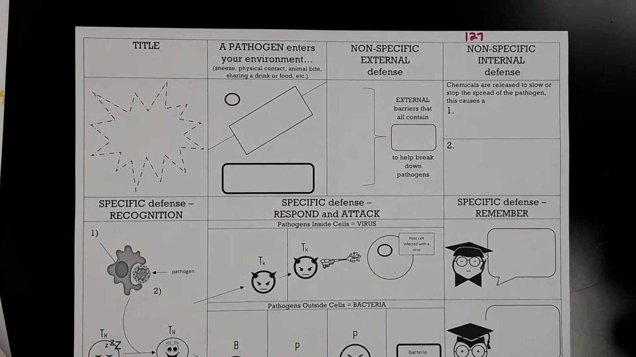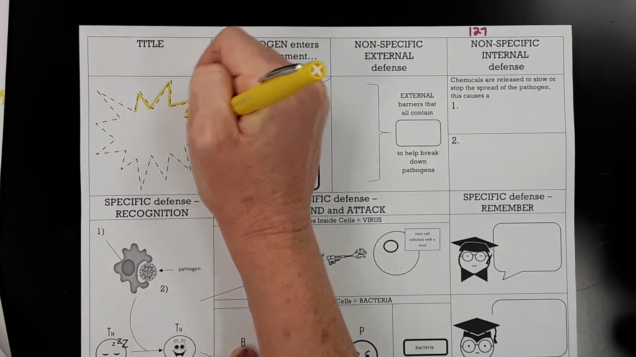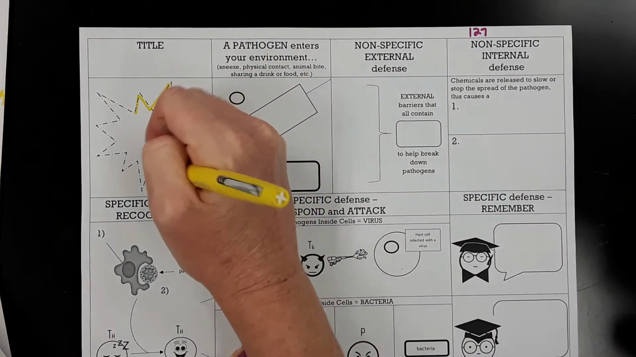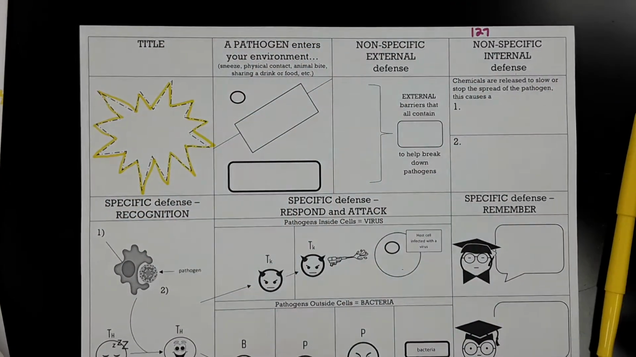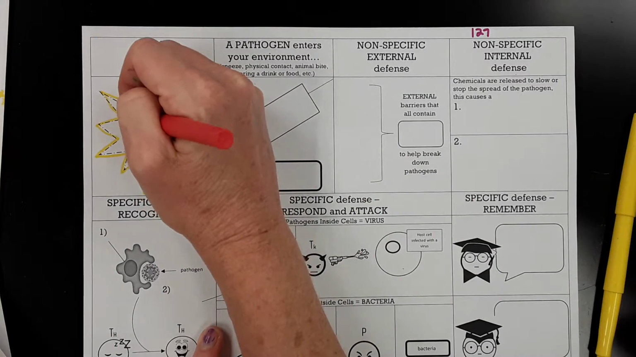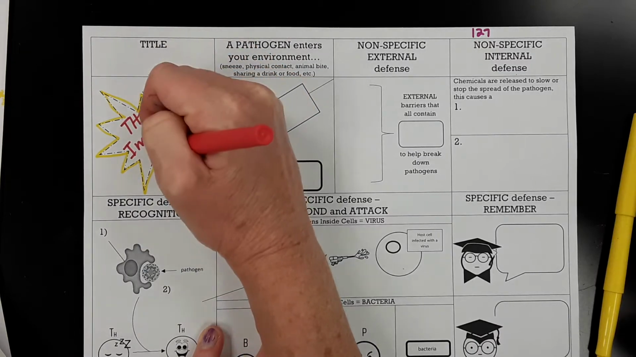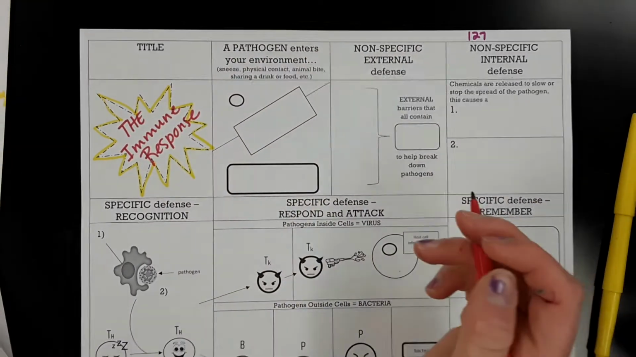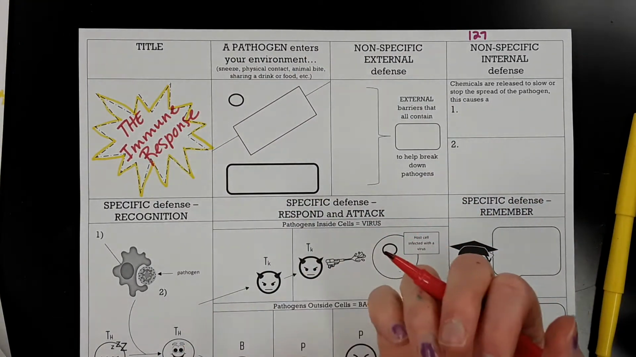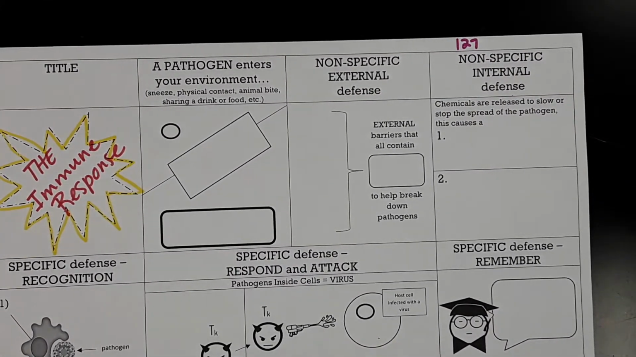Overall, we're going to read it kind of like a cartoon. We are looking at the immune response. So how does your immune system work to fight off an infection? The first thing that happens with your immune response is your immune system first has to be in contact with a pathogen.